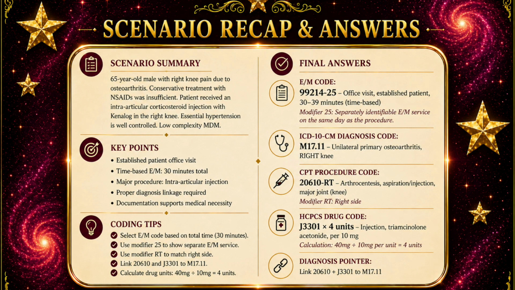Okay, now let's do a quick recap for this orthopedic visit with joint injection. Our ICD-10 code is M17.11, right knee osteoarthritis. CPT code 99214 with a modifier of 25 for our office visit. CPT code 20610 with the modifier RT for the joint injection on the right side. And our HCPCS code for our drug Kenalog is J3301 times 4 for the 4 units.